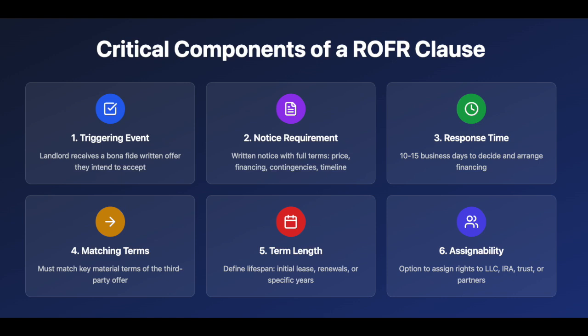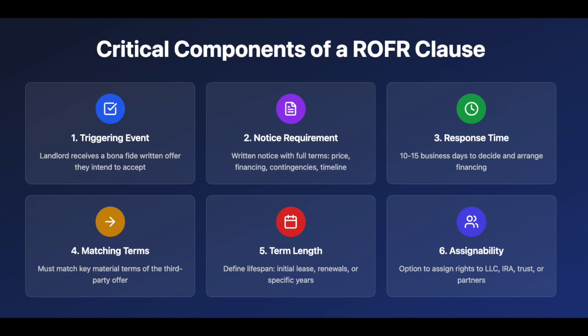And just telling me isn't enough, right? Definitely not. The notice must include the full terms of that third-party offer. Price, obviously, but also financing details. Is it cash? Is there seller financing involved? Contingencies, like are they dependent on selling their own house first? Inspection results? Proposed closing date? You need all the specifics to know what you need to match.